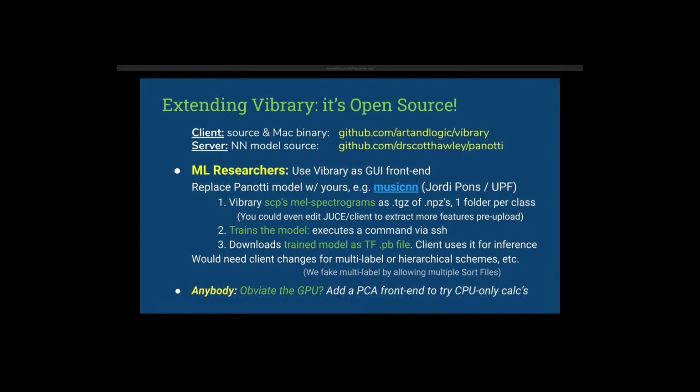And then we train the model. That just involves executing some command via SSH. And then we download a protobuffer file from TensorFlow. And then Vibrary uses that. So if your machine learning model can simply take in a bunch of spectrograms, then do its training, then produce a protobuffer file that we can download and execute, that's all that really needs to happen.